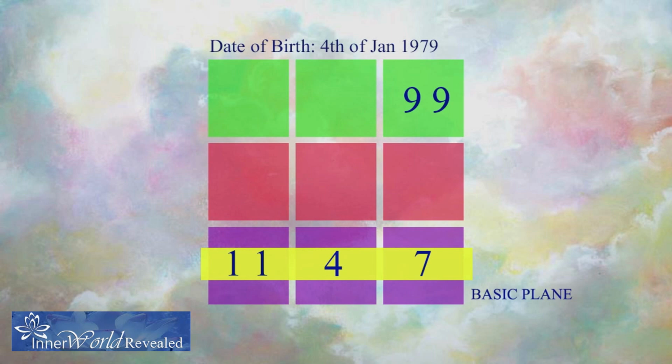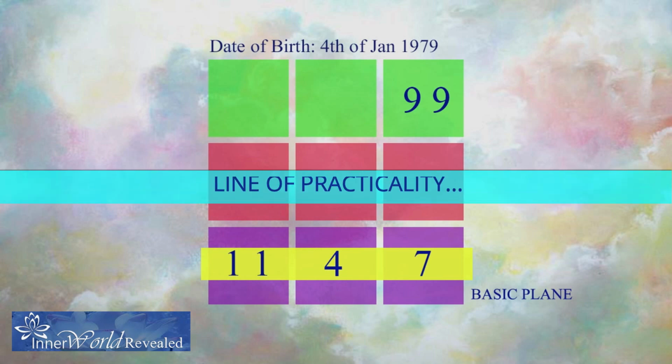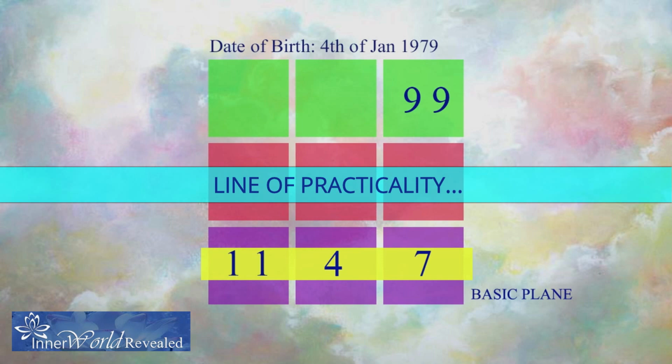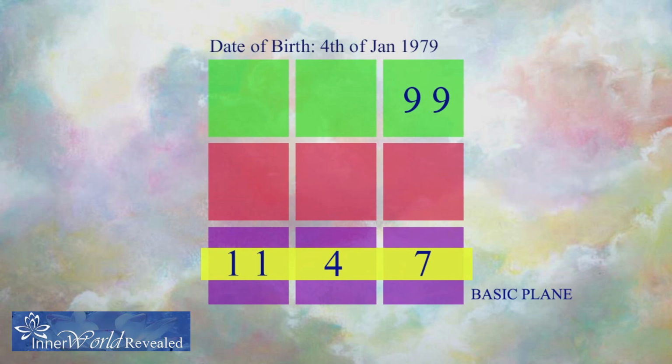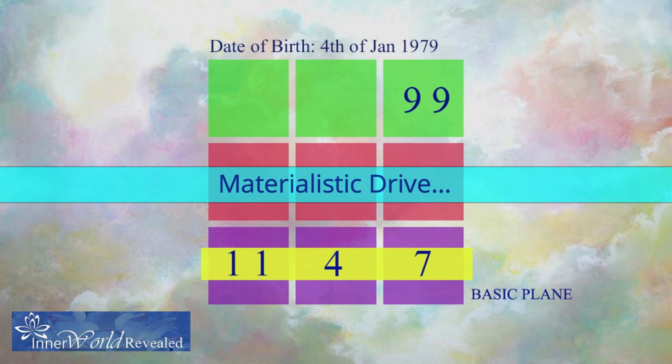Now that brings me to the final row of 1, 4 and 7. This is the basic plane or the physical plane, and when in a birth chart all these squares are occupied, it is called the line of practicality. These people are often eager to be physically doing things. They want to be the doers, always ready to act. Also, these people have a materialistic and a practical drive. They will be chasing materialistic and practical goals.